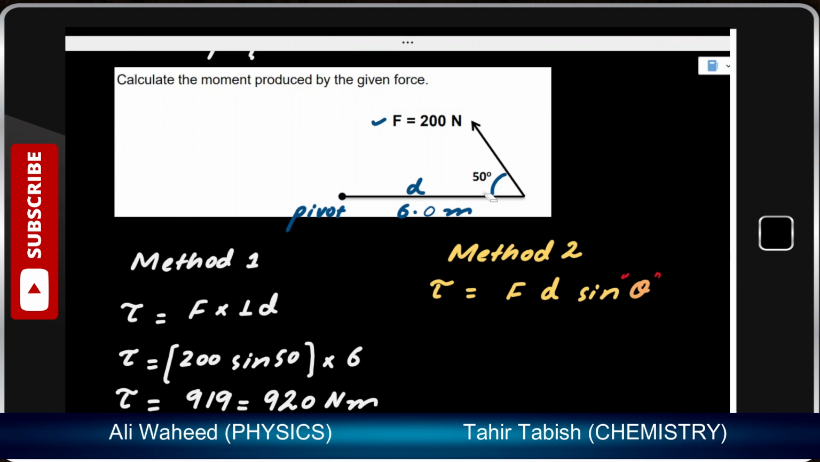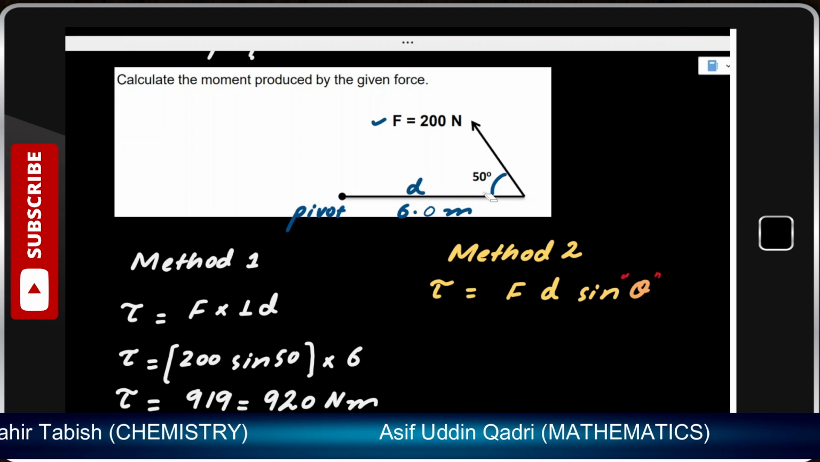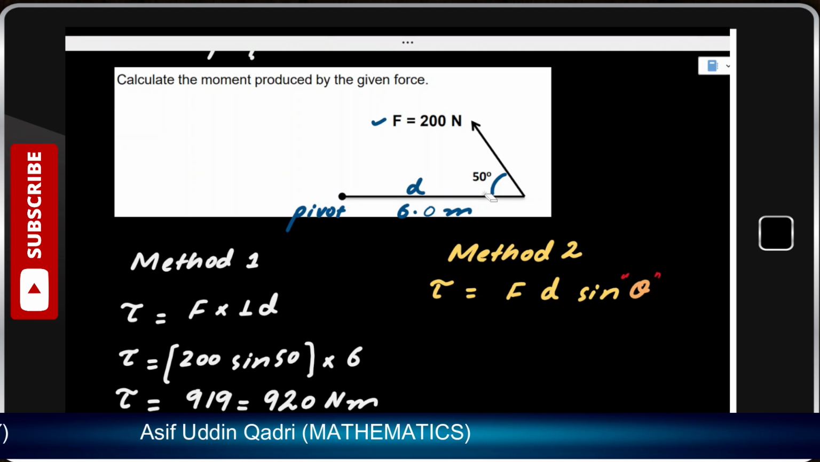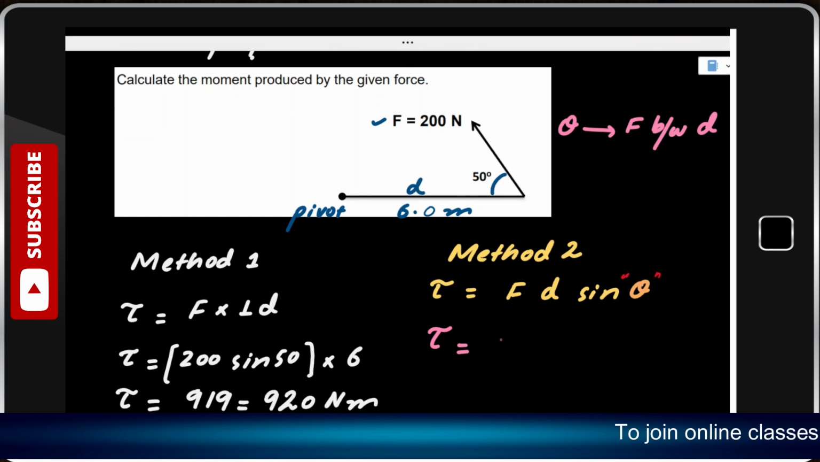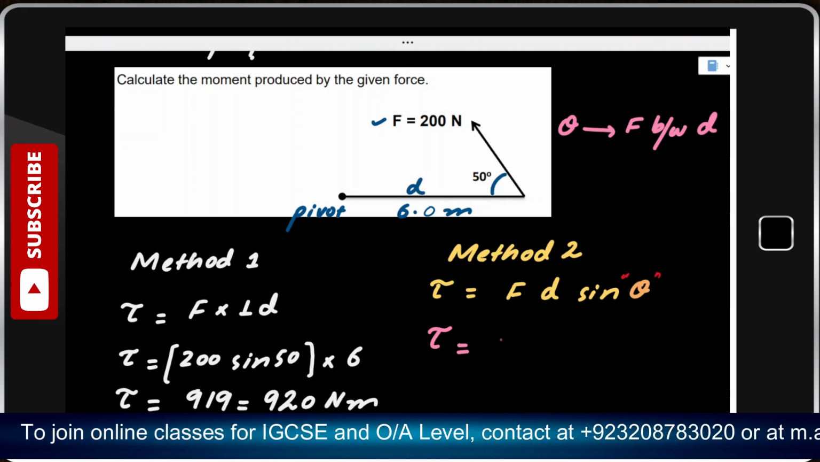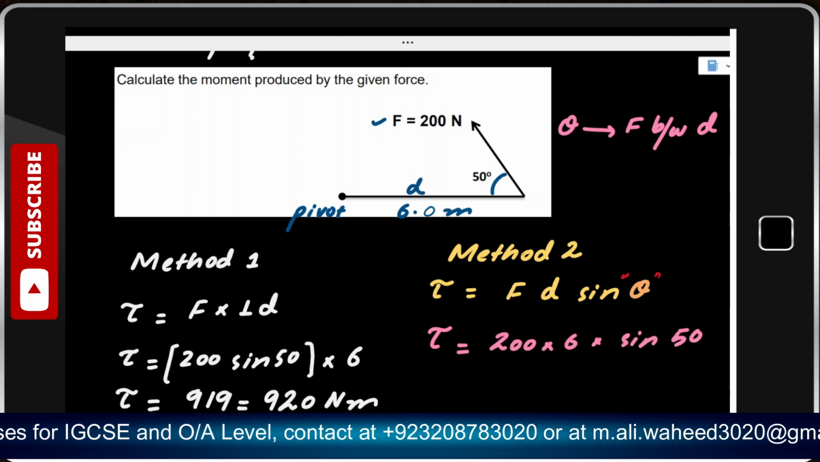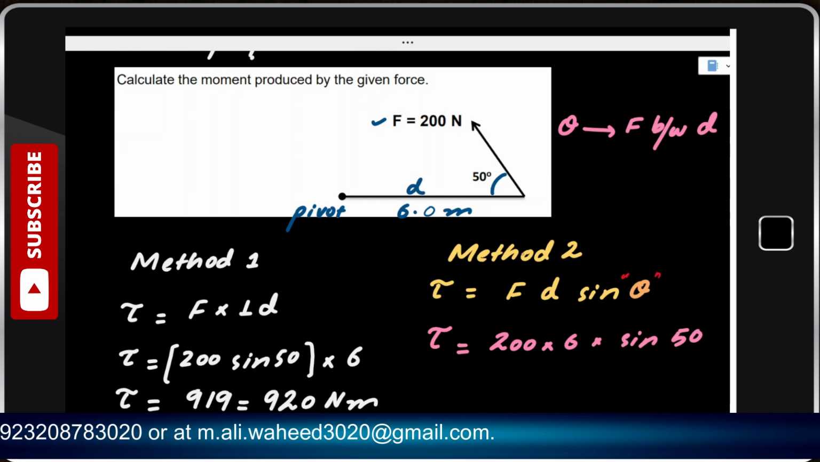Over here, so theta is directly between force and distance, so we can use the value of theta as it is. We don't have to subtract it from 90 or anything. So force 200, distance 6 times sine of the given angle, because the angle was directly between force and distance. So you get 919 point something, but in 2SF you'll be getting 920 Newton meter.